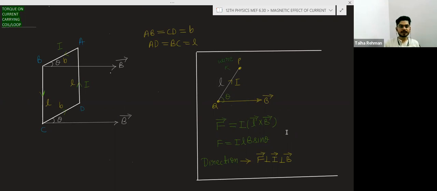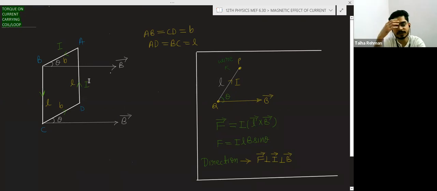And we have to calculate the torque, and we will see how the torque will be generated. This is a current carrying coil. ABCD is a current carrying coil or current carrying loop, you can say. And this is the magnetic field. Magnetic field is in this direction, and this is the plane of the coil. So the plane of the coil is making an angle theta with the magnetic field. This is a rectangular coil. L is the length, B is the breadth of the coil.